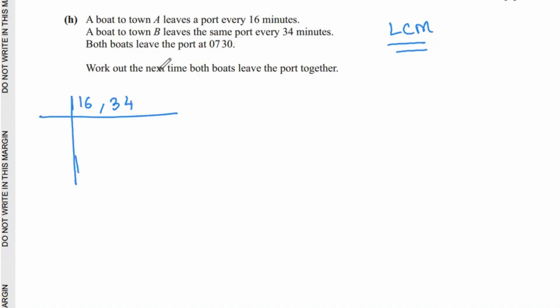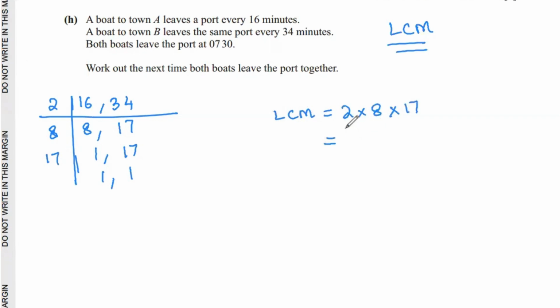16 and 34 both come in the 2 times table. 2 8s are 16 and 2 17s are 34. Now 8 and 17 are not in the same times table. So 8 divided by 8 is 1 and 17 divided by 17 is 1. So the lowest common multiple is 2 times 8 times 17, which is equal to 272. So this is now in minutes.